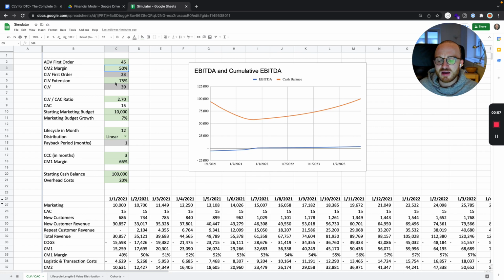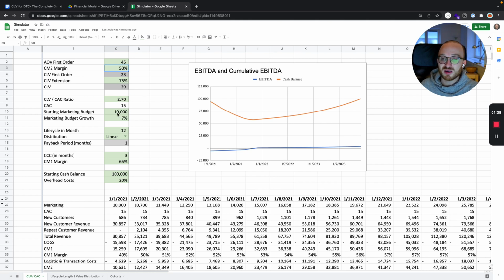Now I'm saying here that I have a CLV extension from the first order of 75%. So another 75% of my initial CLV value is generated throughout the lifetime of a customer, which would then bring me a total customer lifetime value of 39 euros. Now, my total CLV to CAC ratio after the lifetime of a customer is completed is 2.7, which means that my customer acquisition cost is 15 because 39 divided by 15 gives me 2.7.